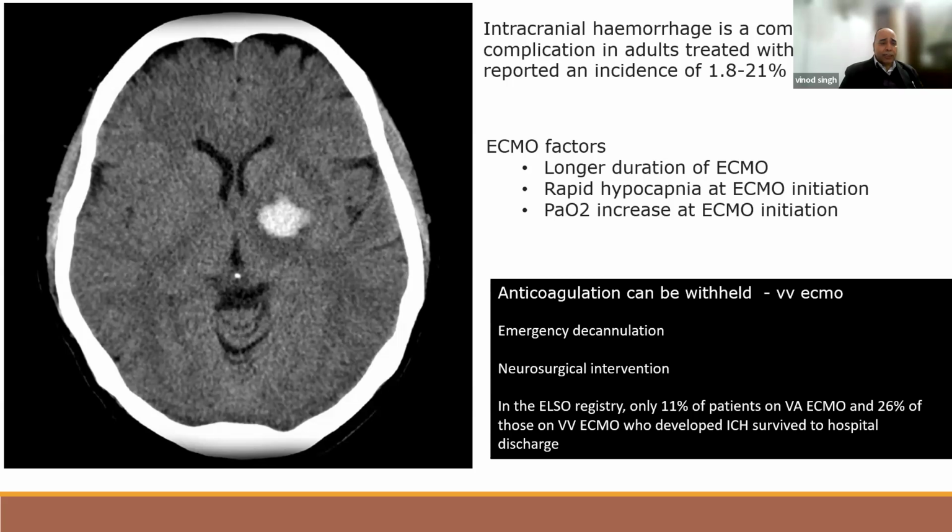This type of patient was already discussed, and there are three options. If you have a patient with an intracerebral bleed, stop the heparin, and you can go for emergency decannulation. You can also go for neurological intervention. Only 11% of patients on VA ECMO and 26% of those on VV ECMO who developed ICH survived to hospital discharge. So this is one of the very dreaded complications, and it has a very high impact on ECMO continuation and mortality.